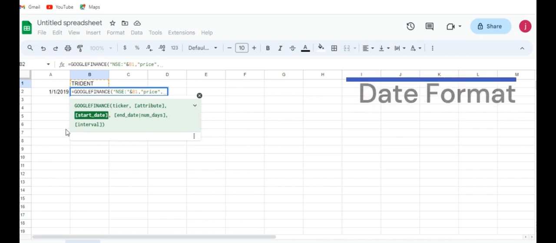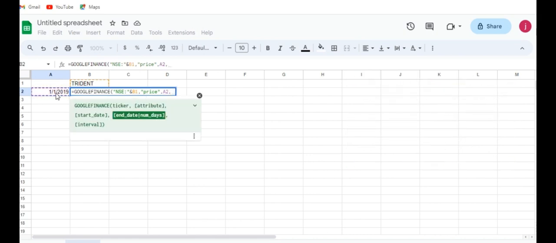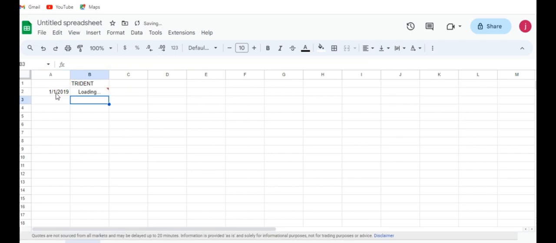I will then specify a start date, which here will be the 1st of Jan 2019. Remember, if you're pulling out a date, you will have to use the American format for dates. You cannot use the Indian format. Next, I don't need an end date for the time being, so I will ignore it. And I will then finally move to the interval, which is daily. This also needs to be passed in inverted commas. Now, once I've created the function, I press enter.